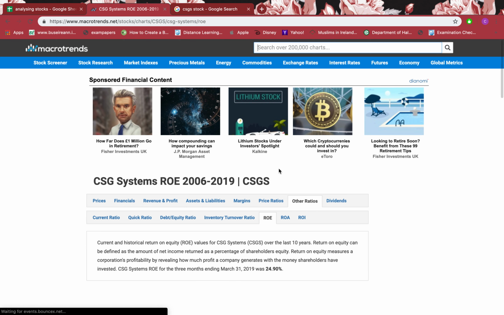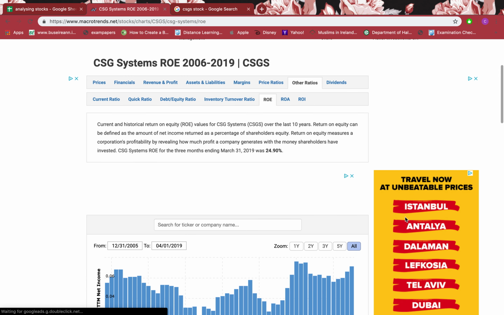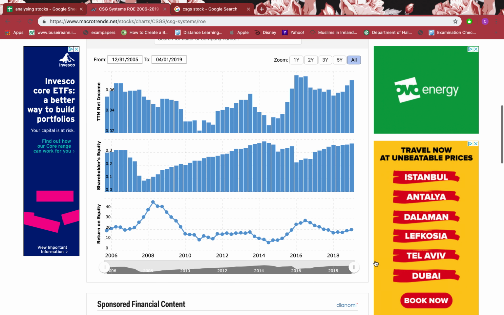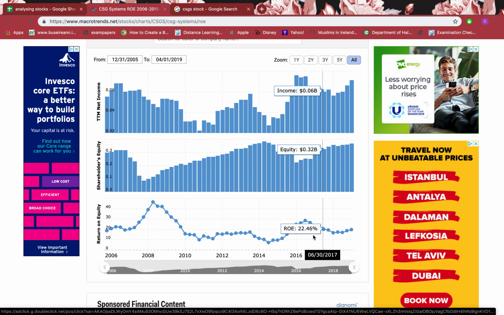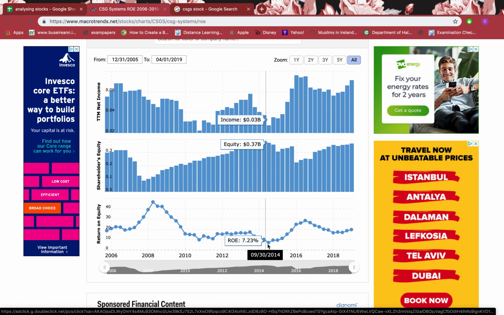Let's look at return on equity. We are looking for 8% or more for it to be ideal. Right now it's 19.76, which is very good. If I just go back to the trends, I can see it has once been less than 8, but I can just forgive once, that's fine.